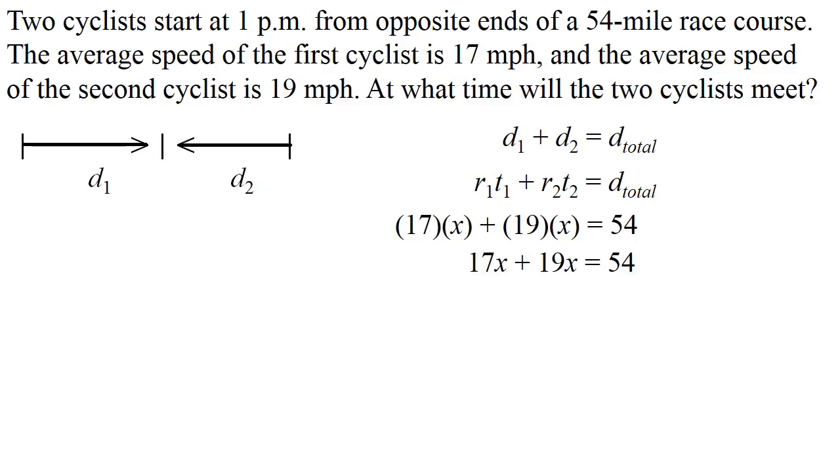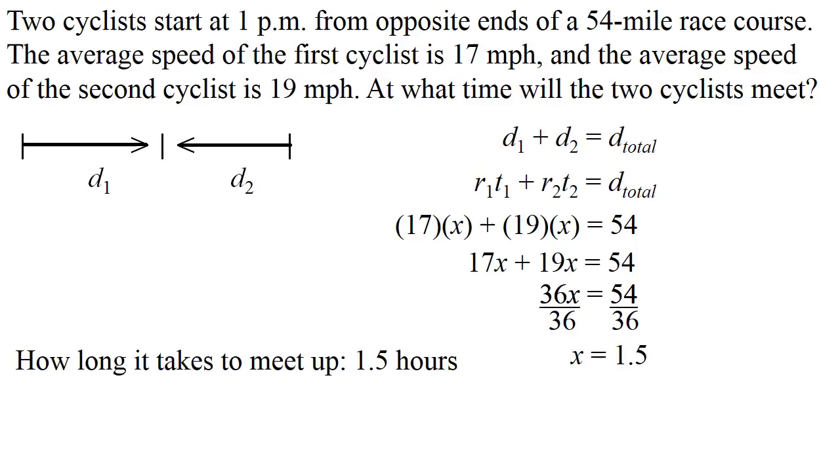meet. So just cleaning this up a little, dropping the parentheses. Combine like terms, 17x plus 19x gives us 36x. Divide both sides by the coefficient, 36, and we get x equals 1.5. So what does this tell us? This tells us it took them 1.5 hours to meet.